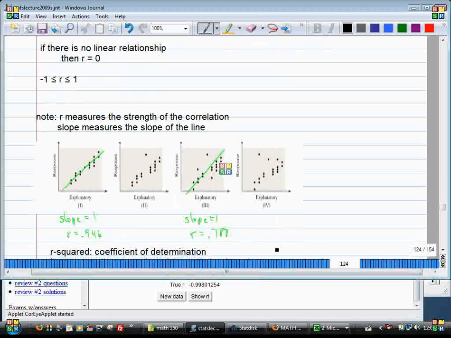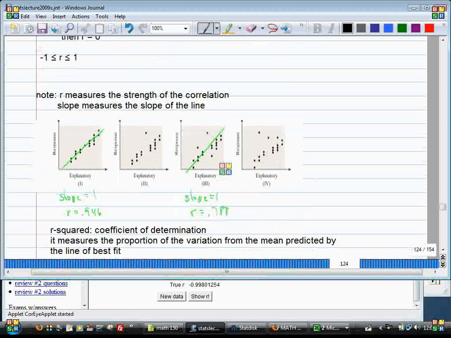There's also R squared, and this is called the coefficient of determination. This measures the proportion of the variation from the mean predicted by the line of best fit. So, first of all, how do you think you calculate it? What's the name of it? You take R and square it. Exactly. Now, what does R squared mean? We're going to come back to that and talk about that a little bit later. I realize that this just sounds like a bunch of words right now. We're going to come back and talk about variation and prediction and all that in a little bit.